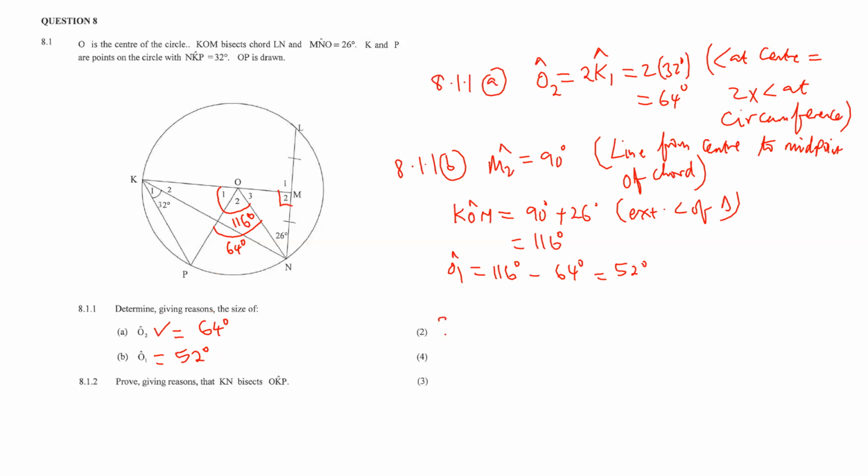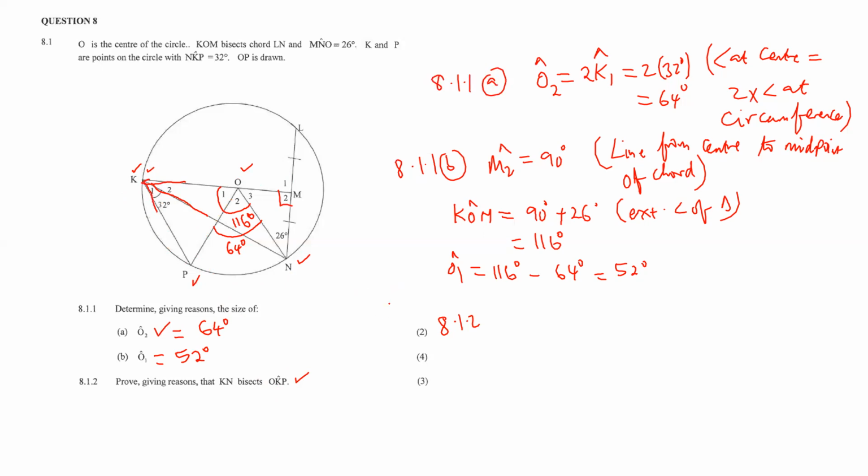We now look at 8.1.2. Prove, giving reasons, that KN bisects angle OKP. So you have K here, you have N here. You need to prove that it bisects angle OKP. So you have O, you have K, and P. This here is bisected by, or rather KN bisects, that angle there. How do we proceed to prove this?